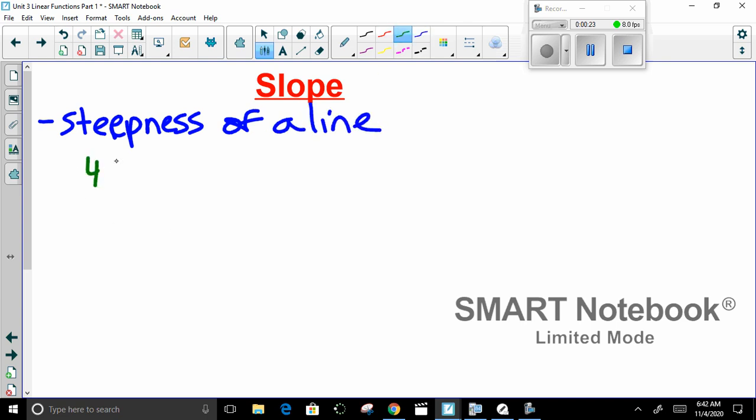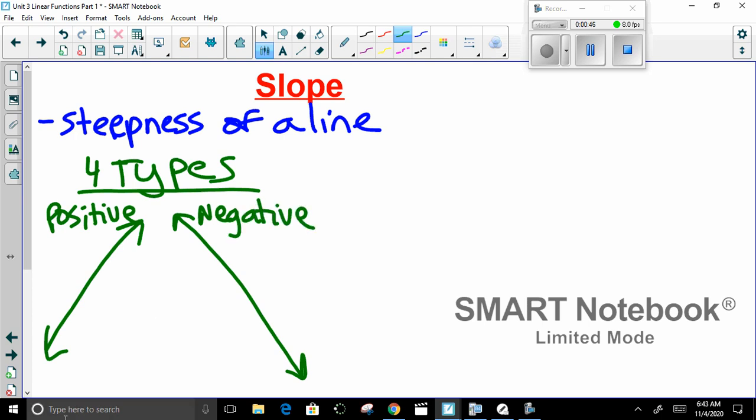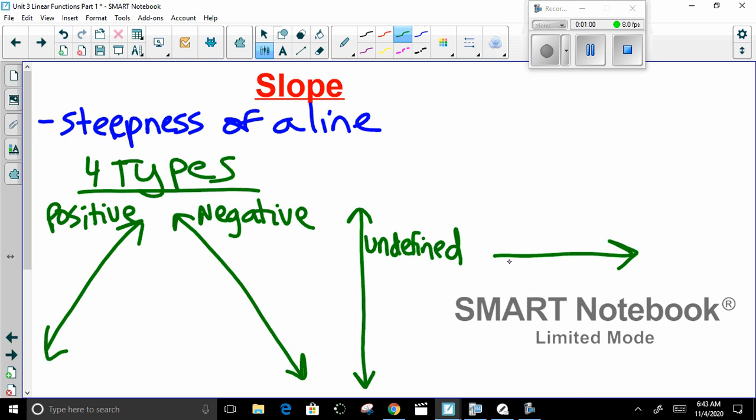And there are 4 different types of slopes. So remember, we read a graph from left to right. If my slope increases from left to right, it's called a positive slope. If I look at my graph from left to right and it decreases, it's called a negative slope. If I just have a vertical line, that is called an undefined slope. And a horizontal line is called a zero slope.